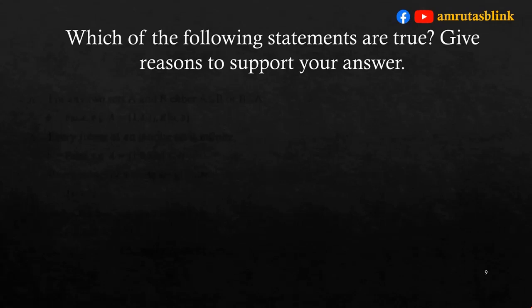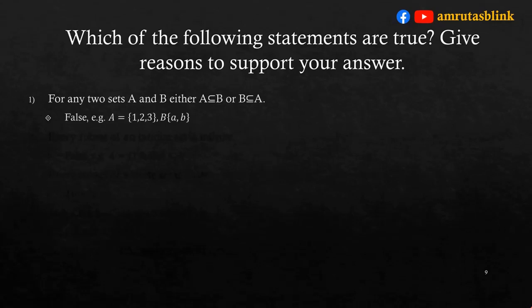Slide number 9. Which of the following statements are true? Give reasons to support your answer. For any two sets A and B, either A is a subset of B or B is a subset of A. This statement is false. For example, if A is equal to {1, 2, 3} and B is equal to {a, b}, then A is not a subset of B and B is also not a subset of A, and hence this statement is false.